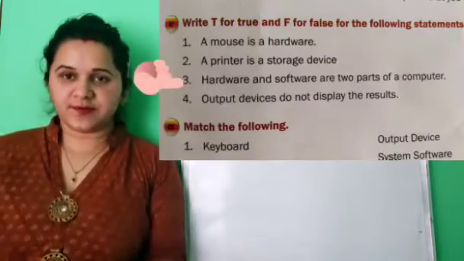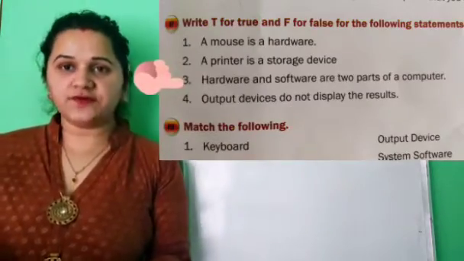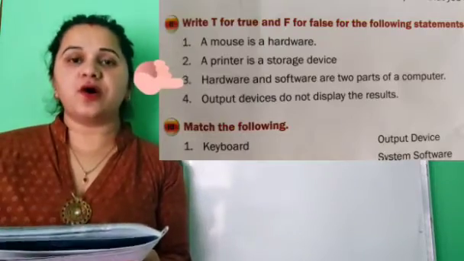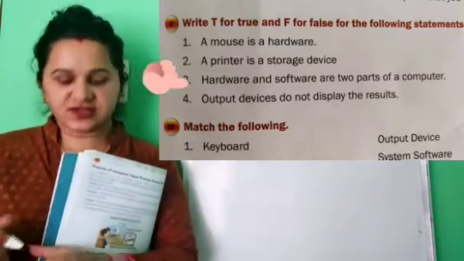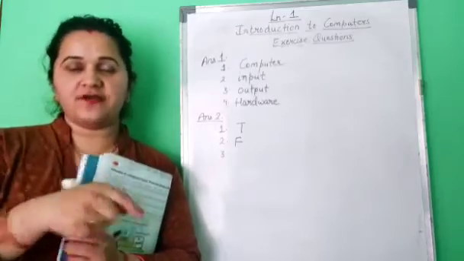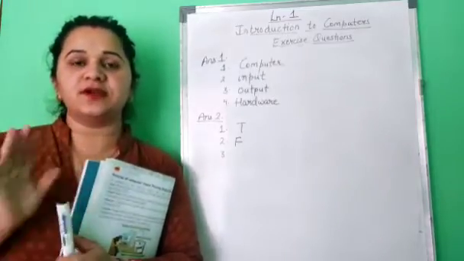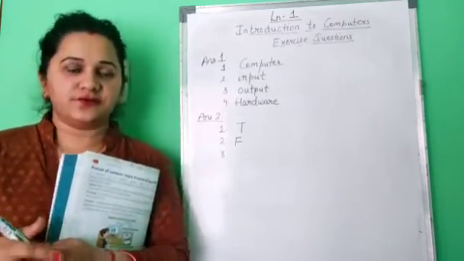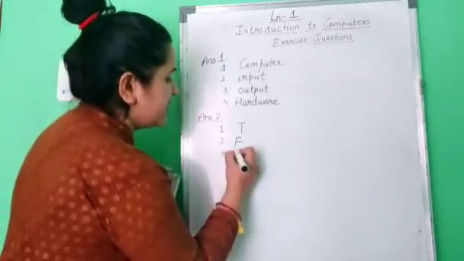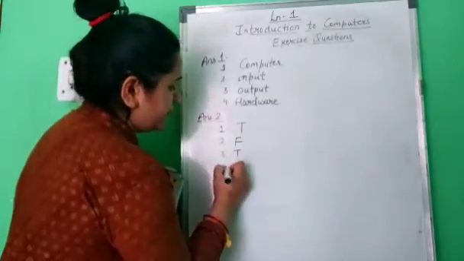Now come to the third part. Hardware and software are 2 parts of a computer. Yes, children. So many times right now I have told you that there are 2 parts of computer, hardware and software. So this statement is correct. So write down true. Okay.